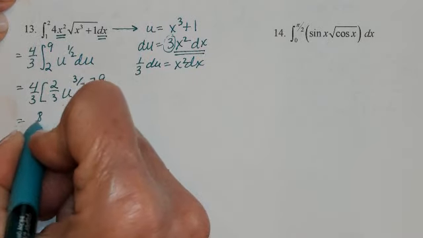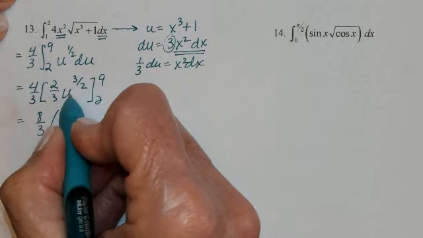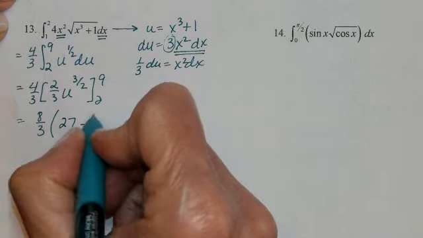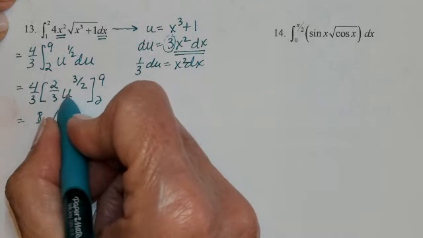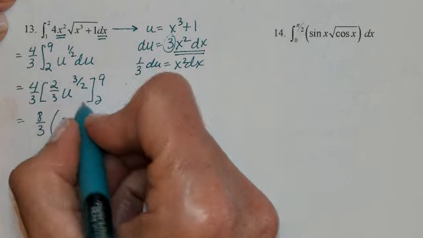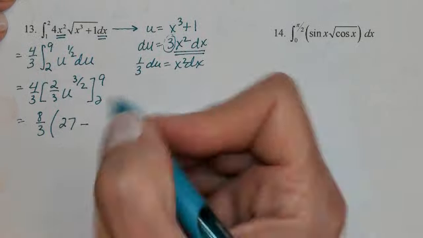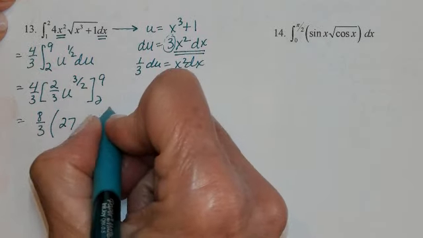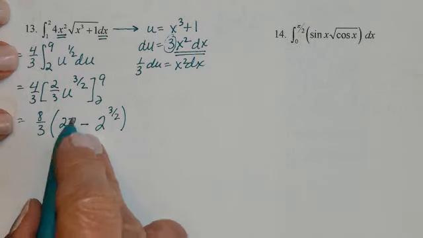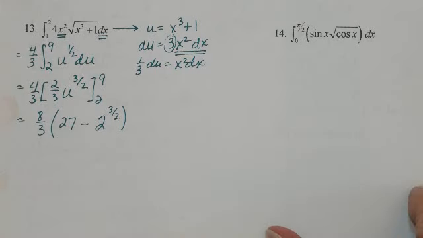Clean up your fraction here, 8/3, and now let's put in 9 for u. We'd have the square root of 9, which is 3. 3 cubed is 27, minus 2 in for u. The square root of 2 cubed... Since we're going to get a messy thing anyway, I'm just going to leave it 2 to the 3/2. And that might be the multiple choice answer as well. You might have to mess with that a little bit, but probably that'll just be it. Okay?